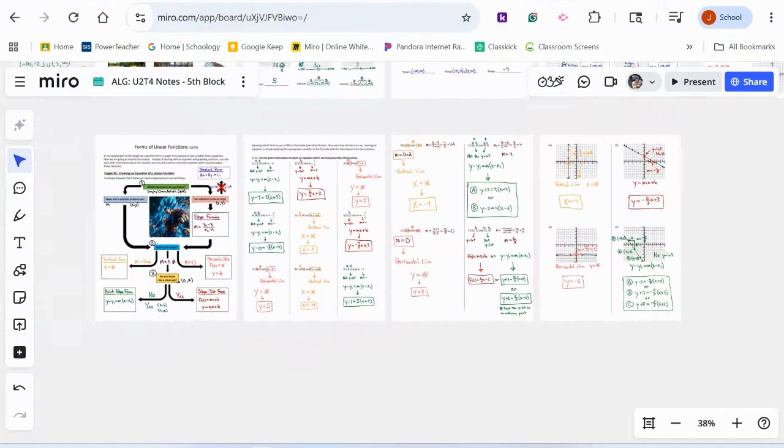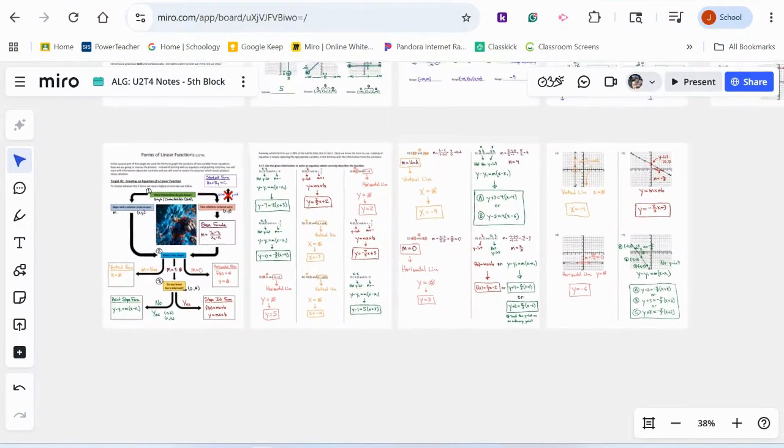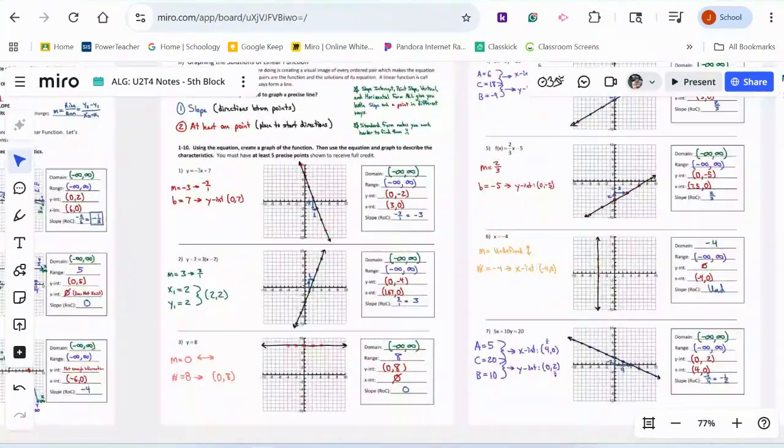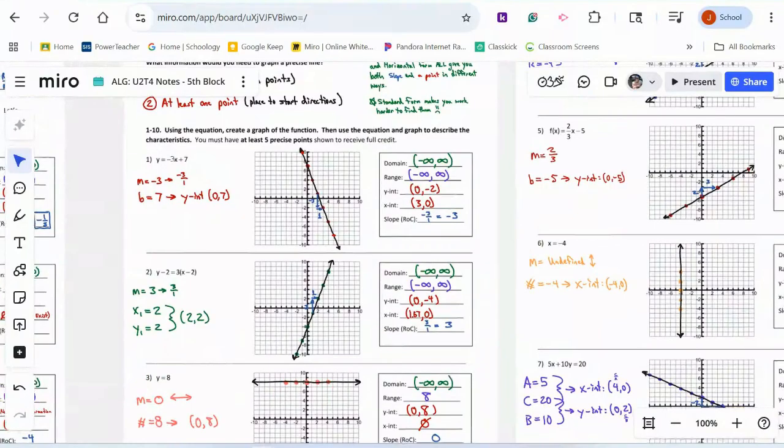When we come back on Thursday, we're going to hit up a practice quiz, not only on this, writing our equations, but also coming back to target 4B here, where we're doing the opposite. We're giving you the equation. You've got to make the graph and the characteristics.